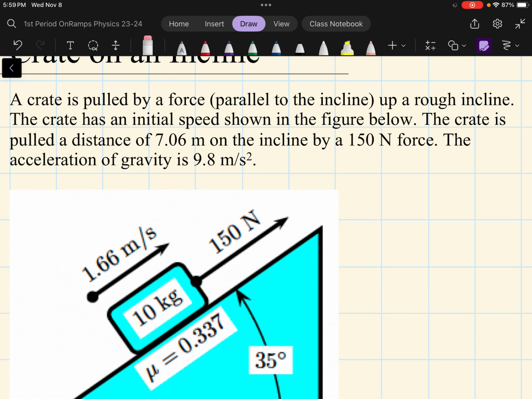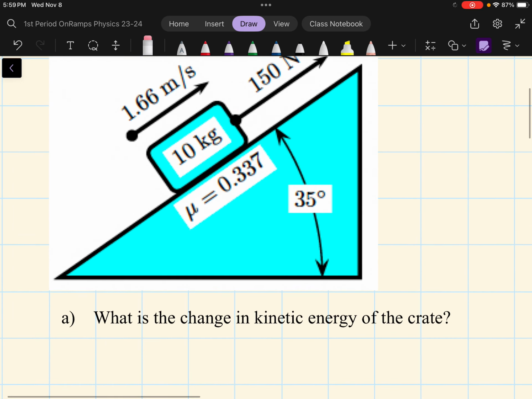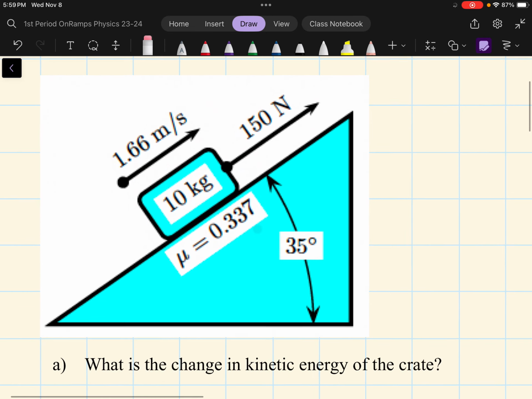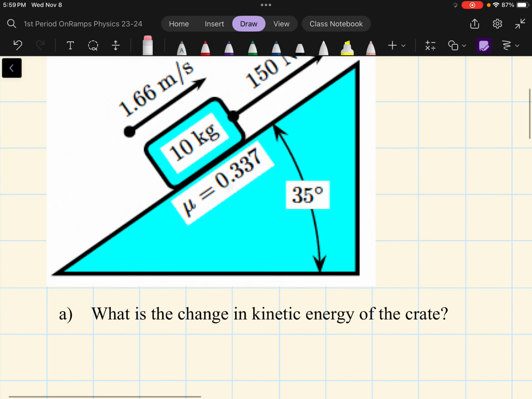The crate is pulled a distance of 7.06 meters on the incline by a 150 Newton force. The acceleration of gravity is 9.8 meters per second squared. Here's the sketch, and then the question is, what is the change in kinetic energy of the crate? Because it is a rough incline, we have friction and we have the coefficient.